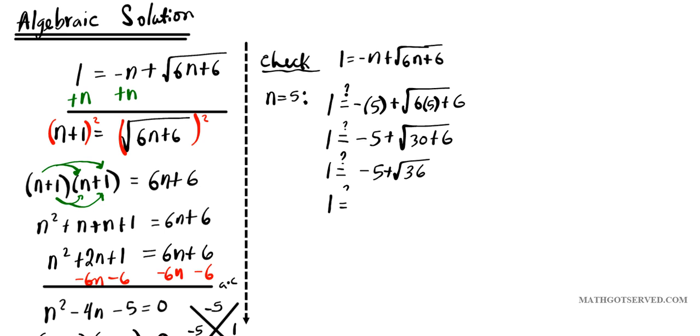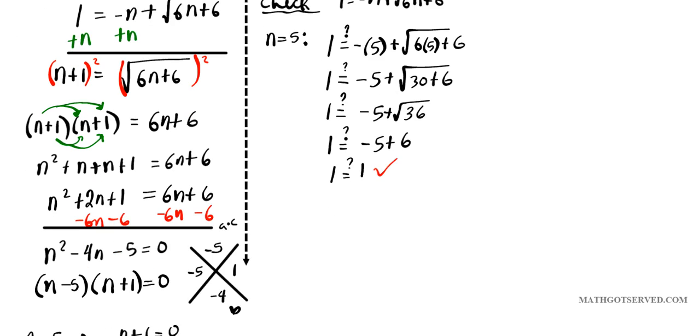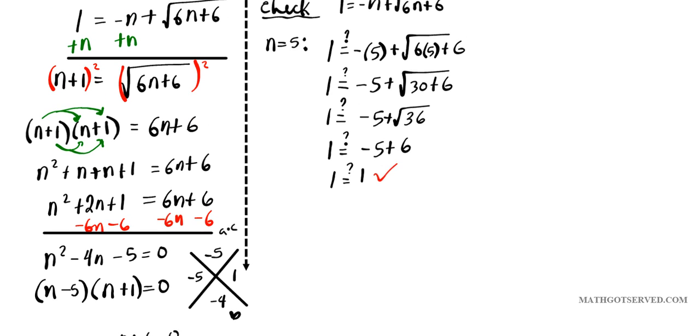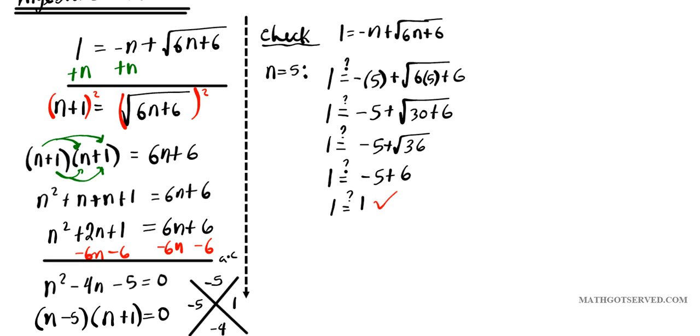Is 1 equal to -5 plus the square root of 36, which is 6? Is 1 equal to 1? Absolutely. So that shows that n equals 5 is in fact a solution. Now, how about the second solution, n equals -1? Let's determine if it's a solution or if it's extraneous.